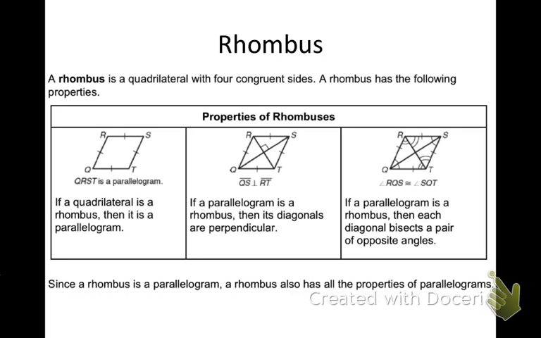The second shape we're going to talk about is a rhombus. A rhombus is a quadrilateral with four congruent sides.